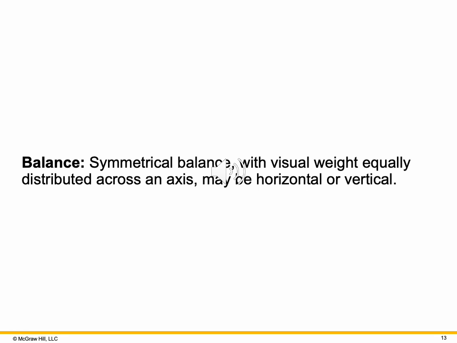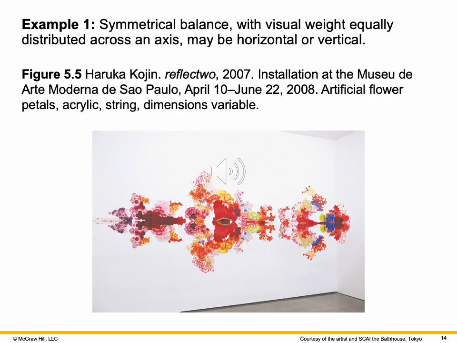Symmetrical balance, with visual weight equally distributed across an axis, may be horizontal or vertical. In Haruka Kojin's Reflect 2 from 2007, we can see an example of horizontal axis with symmetrical balance. The upper and lower halves of the work correspond precisely. Reflect 2 evokes a shoreline reflected in a still water surface.